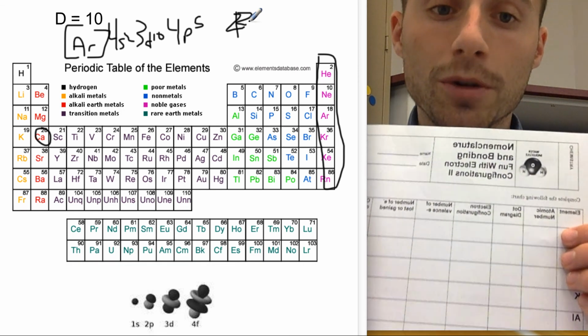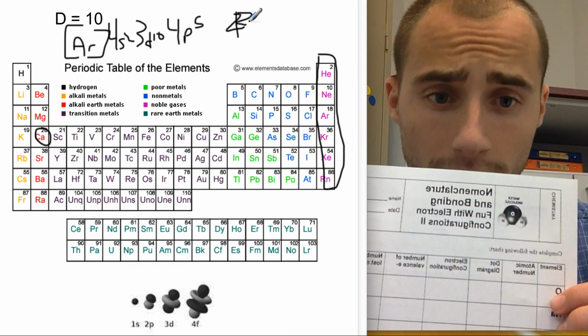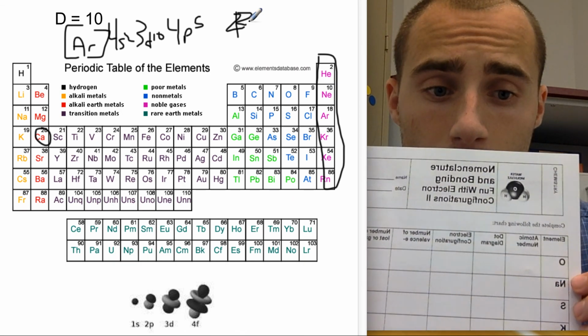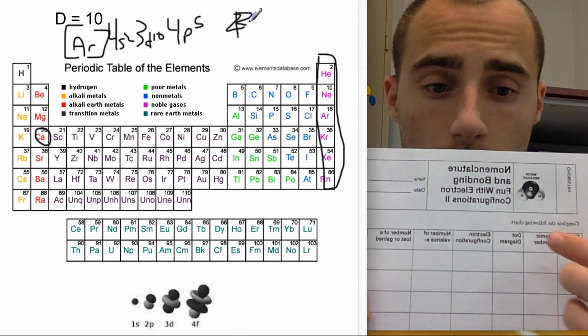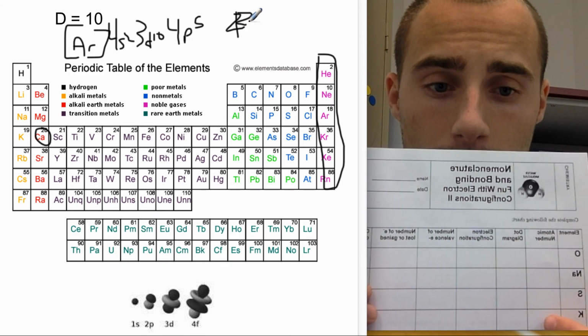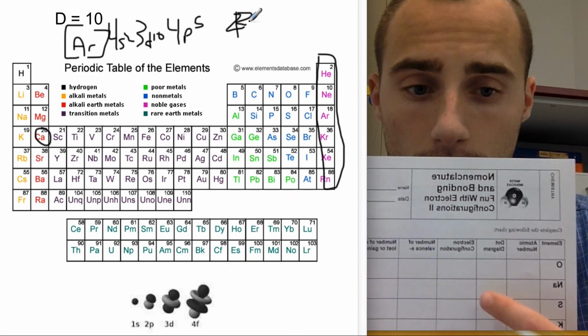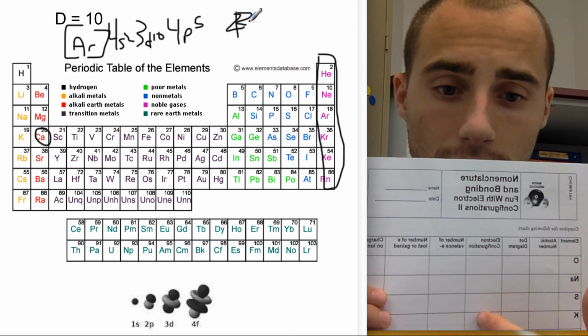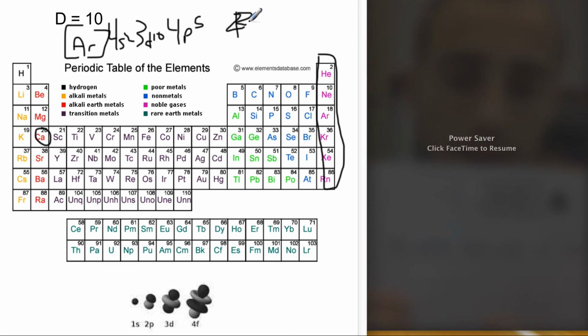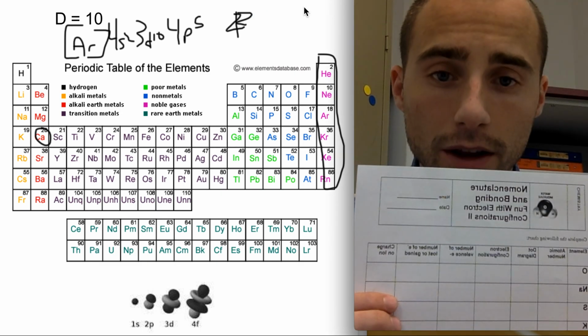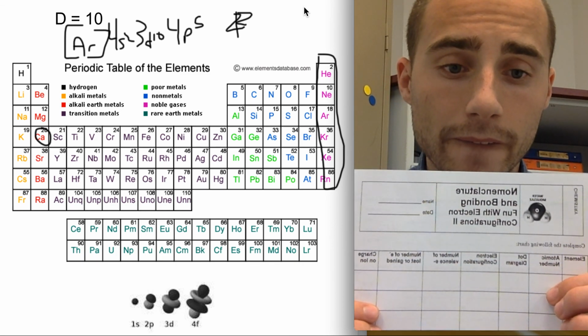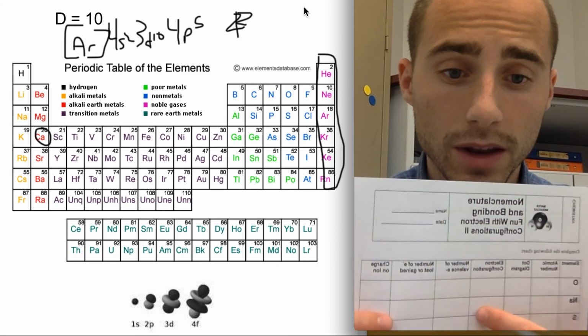This is the paper you picked up on your way in. So what you're going to do, you can do column 1, the atomic number. You can do column 3, the electron configuration. And that is it for the front. You'll do column 1 and column 3 with this video, okay?